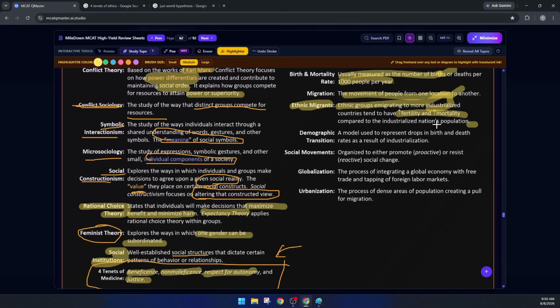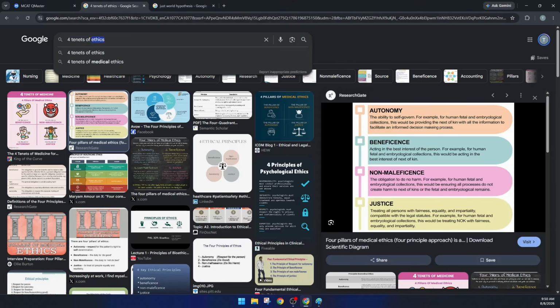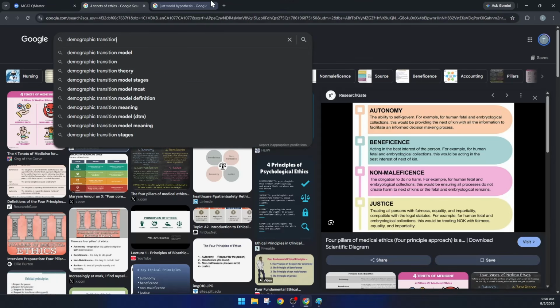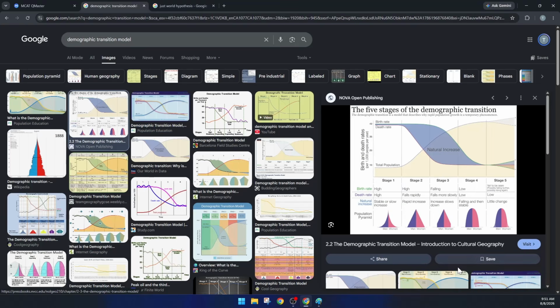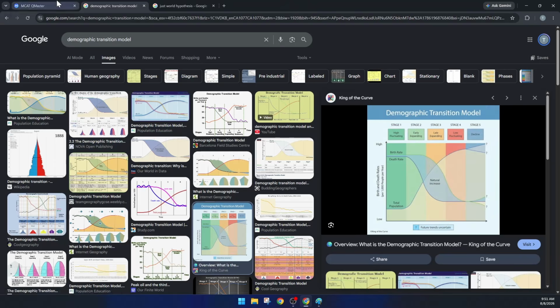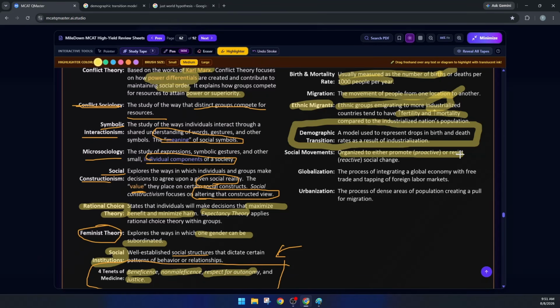Okay, the demographic transition. You need to know the demographic transition model. It's a model used to represent drops of birth rates, so you need to know this and the stages of what's going to happen. So in stage 1, what happens? Birth rate is high, and then natural increase in the population. So you need to know what's happening at each of the stages. Okay, social movements are organized to promote, proactive, or resist, reactive. You want to know proactive and reactive for social movements.